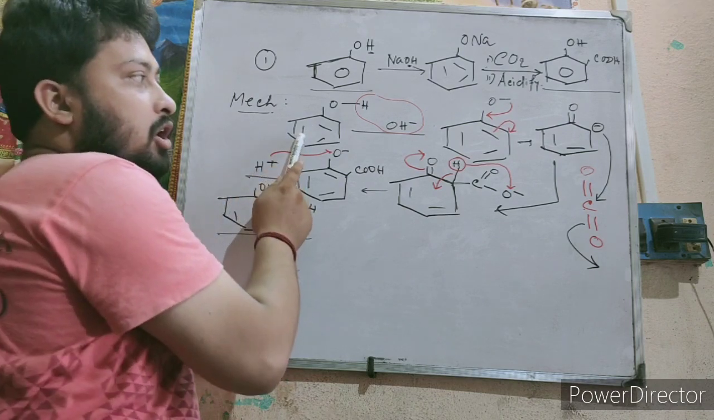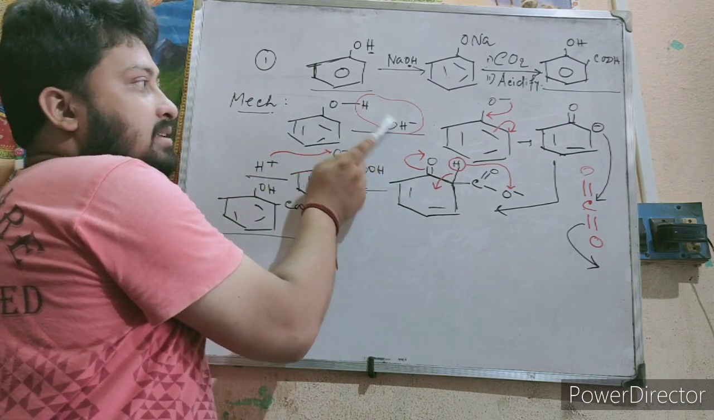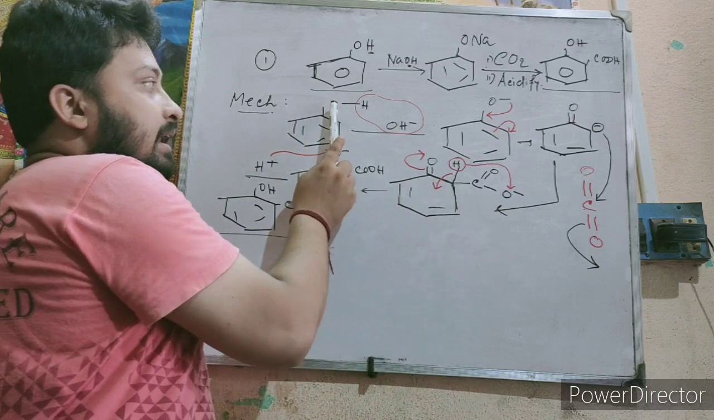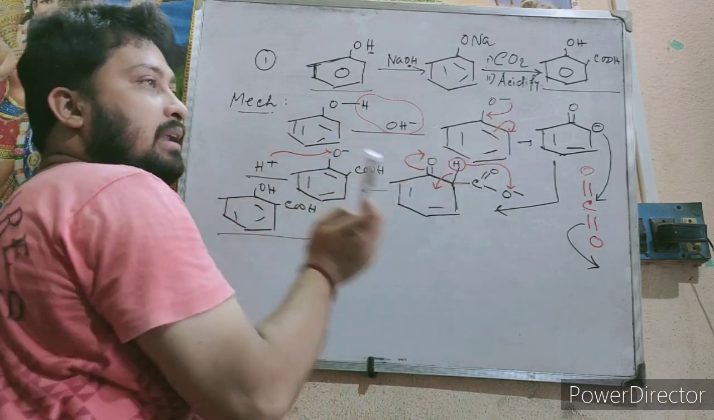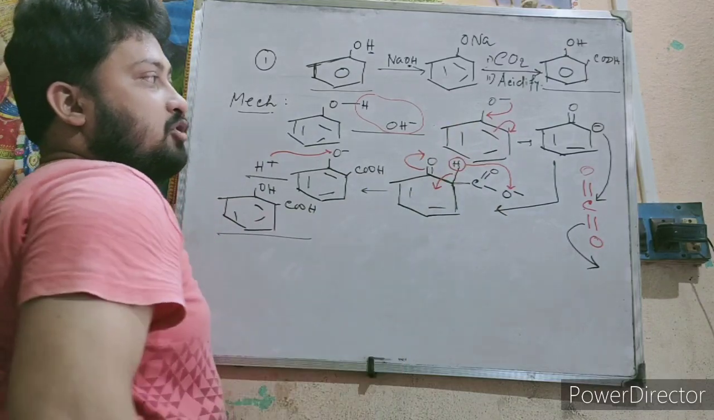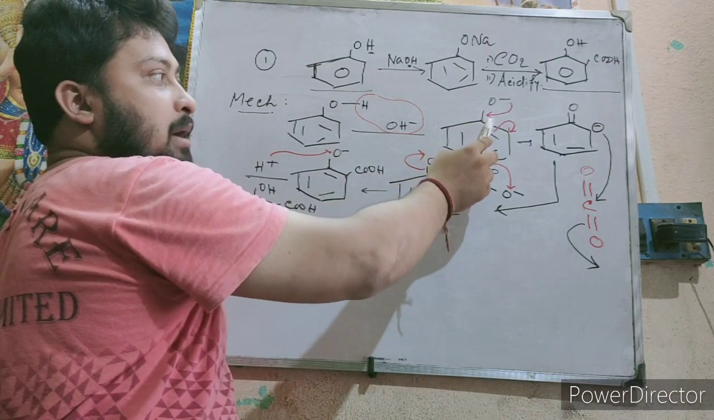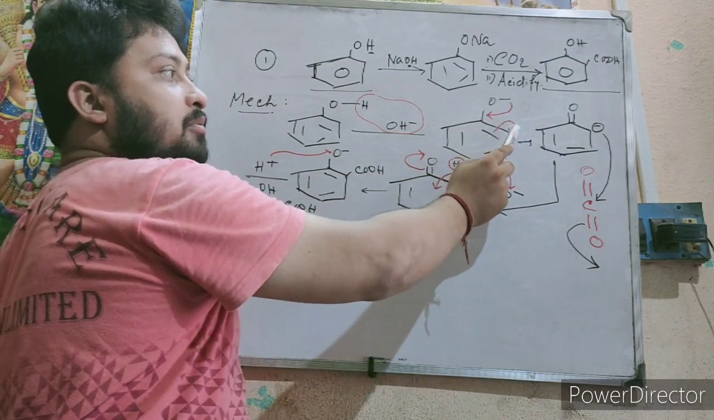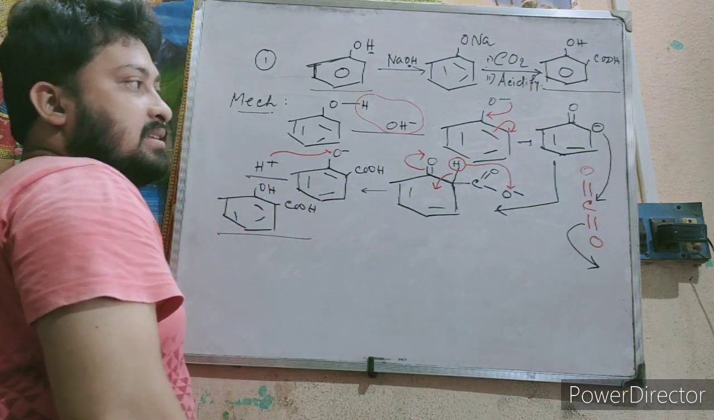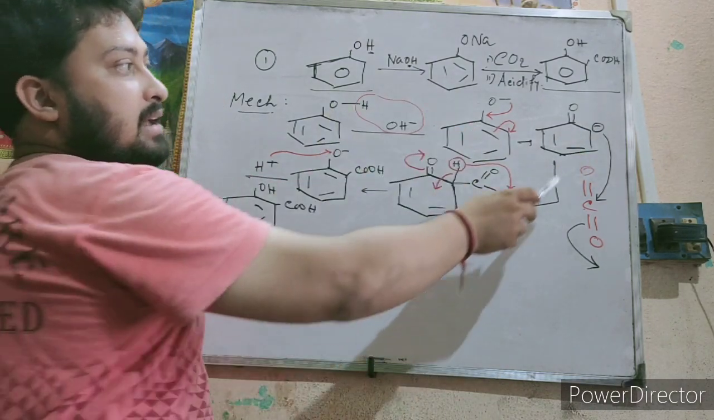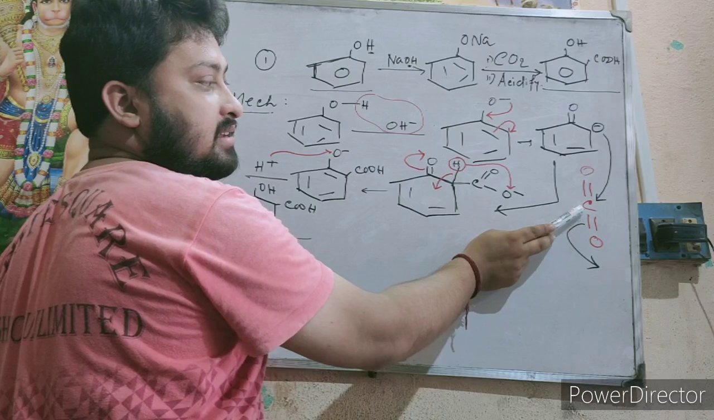Firstly you take phenol, then OH minus. OH and H get together, and a water molecule is removed. Then you show it in negative form, and it starts its resonance. O gives its electron to form a pi bond. This pi bond is removed from here, so the minus charge is formed on the ortho position. Then the minus is hitting this carbon.